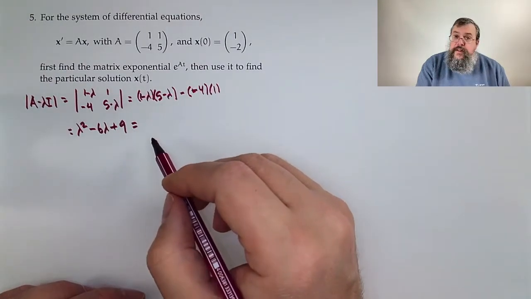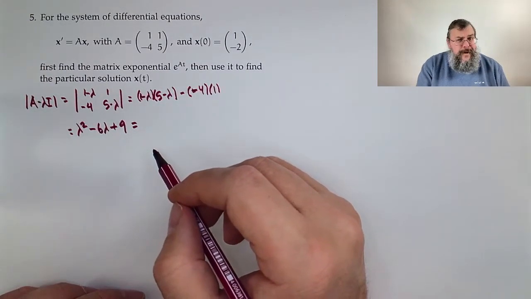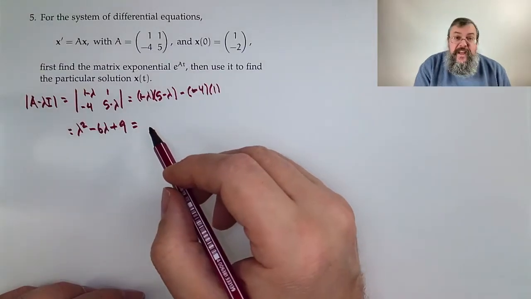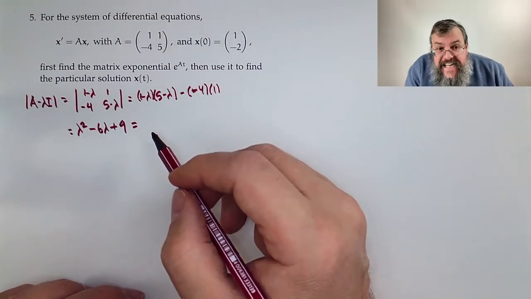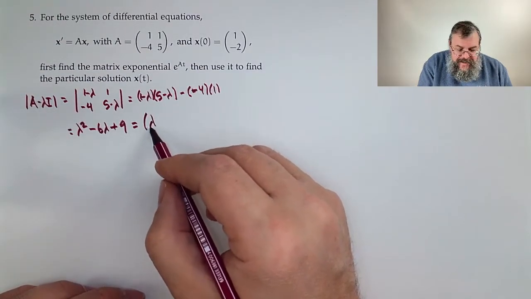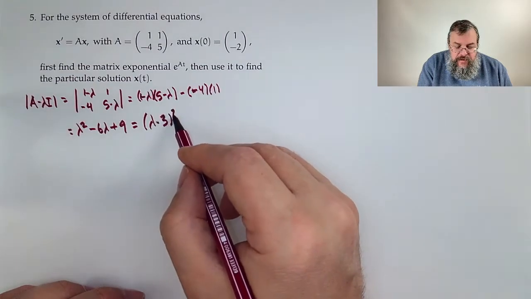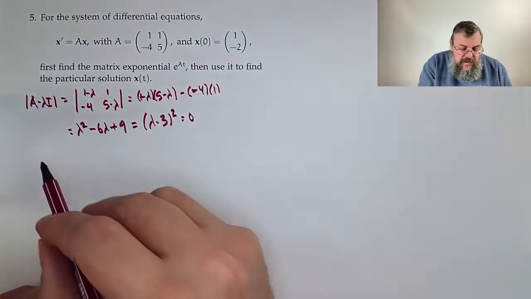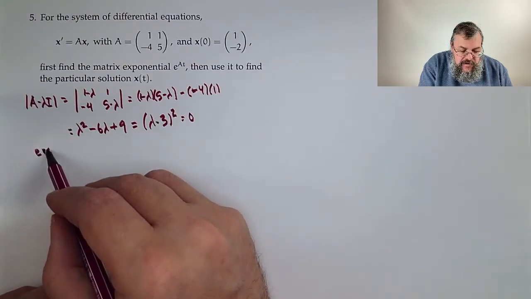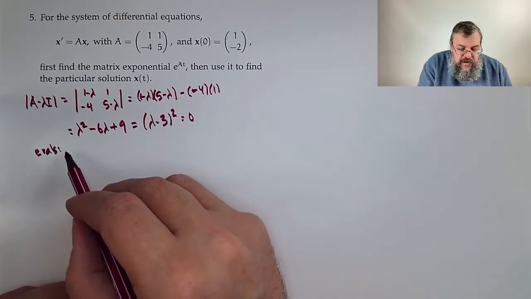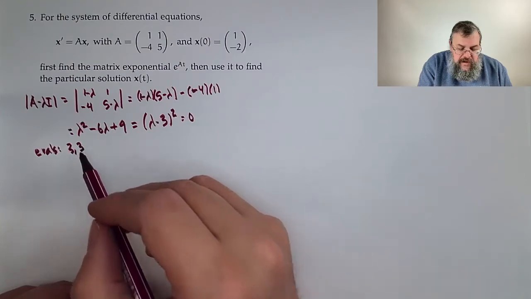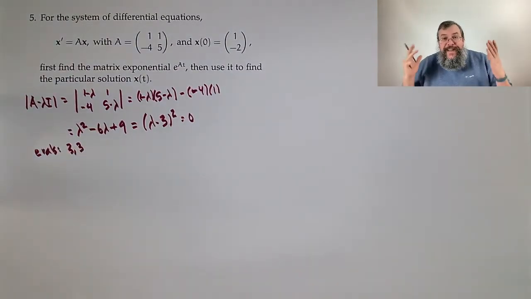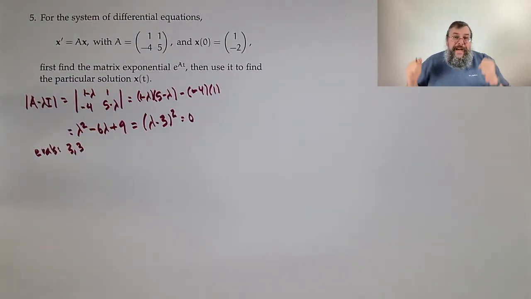Oh, that's actually kind of nice. It's almost like they planned it to be nice. Because they did. And that is lambda minus 3 squared, which means our eigenvalues are repeated roots. So we have 3 and 3. Now, why do we like that? When we have repeated roots for 2 by 2, it's really slick to find the matrix exponential.